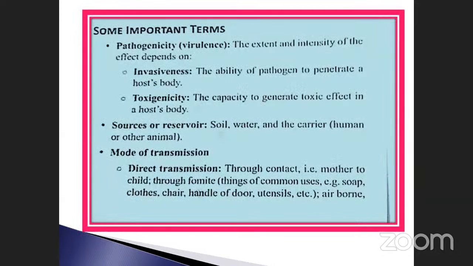Some important terms are already given in the books. Pathogenicity. Virulence. Virulence is nothing but the severity. The extent and intensity of the effect depends on the activity of the microorganism, particularly the disease-producing microorganism. They may be divided into 2 types: invasiveness and toxigenicity. Invasiveness is the ability of a pathogen to penetrate the host body.